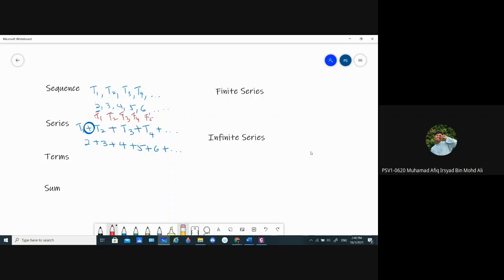Finite series. What do we mean by finite series? A series is finite if it stops after a finite number of terms. Say our series is like this: 2 plus 4 plus 6 plus 8 plus 10. So we have 5 terms here: T1, T2, T3, T4, T5. This series has stopped. There are no dots at the back. This series has stopped after 5 terms. Therefore, this series is a finite series.